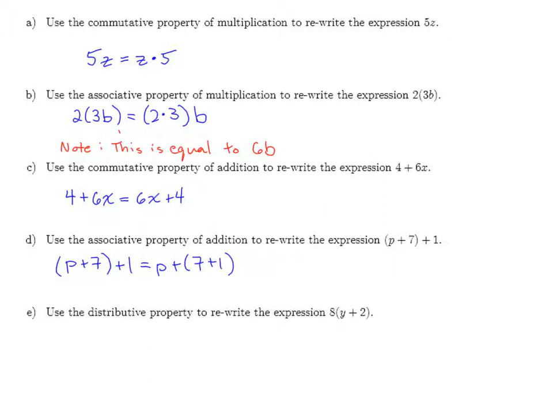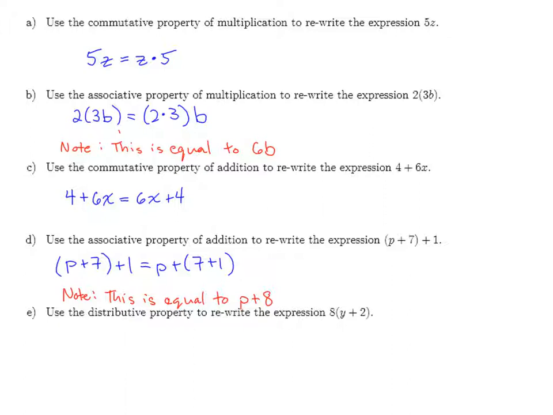And again, here we've simply applied that associative property, so we're done at that point based on what the directions say. But we do want to note that this is then equal to p plus 8. And as we simplify expressions, taking this quantity p plus 7 plus 1 and simplifying it down to p plus 8 will be the reason we use these properties.